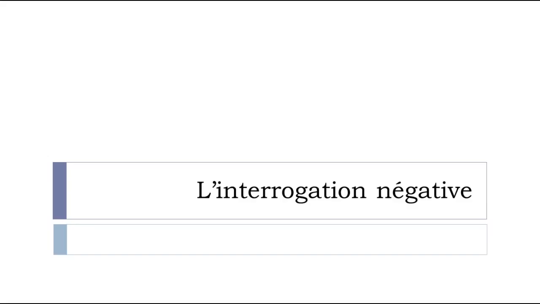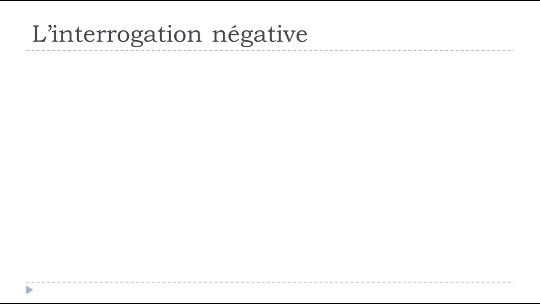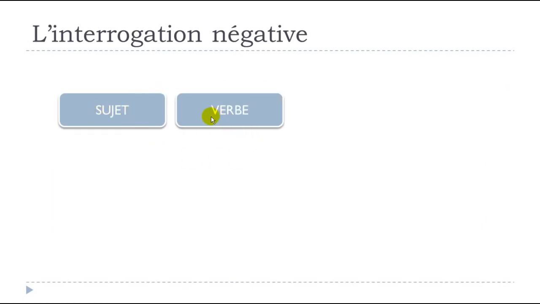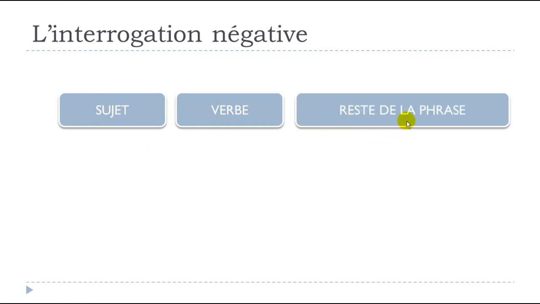L'interrogation négative. So actually, when we have a normal and classic sentence in French, we will first start with the subject, then we will have the verb, le verbe, donc sujet, verbe, and then after that, we just put the rest of the sentence, le reste de la phrase. Okay, I won't get into details here just because we only focus on l'interrogation and how to ask a question.